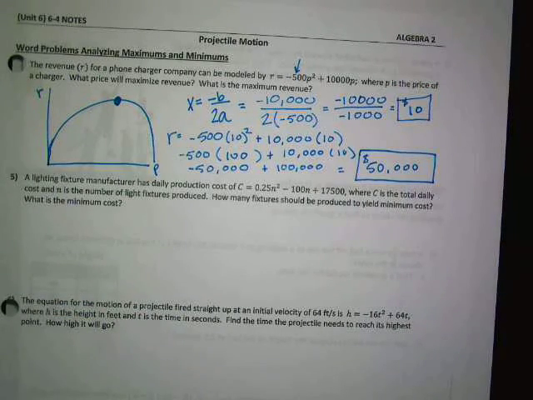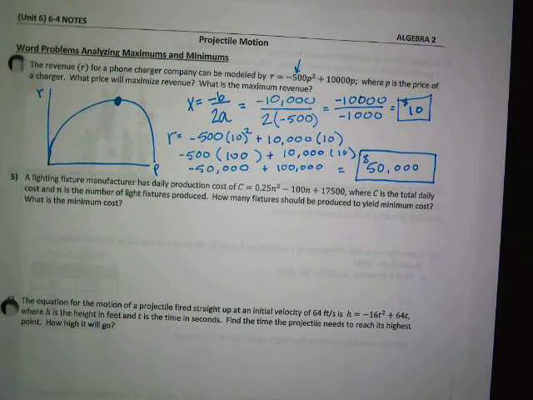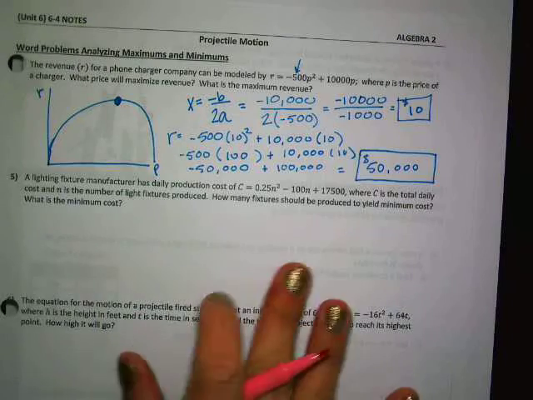50,000. The point is 10 comma 50,000, right? Yeah, that's the vertex. That's the point.